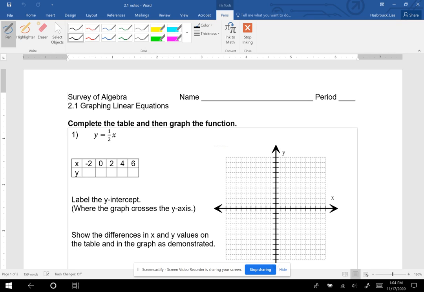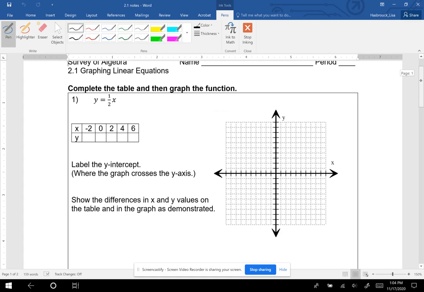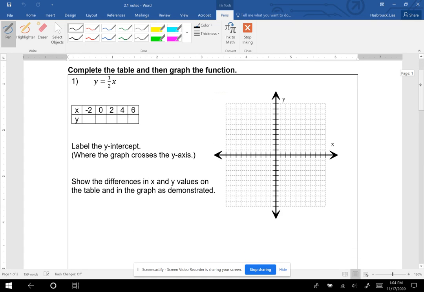Hello students, today we're going to go over notes on 2.1, which is graphing linear equations. We're going to do this using tables today. So for the first problem, we have y equals 1/2 x. We're going to complete the xy table to graph it.